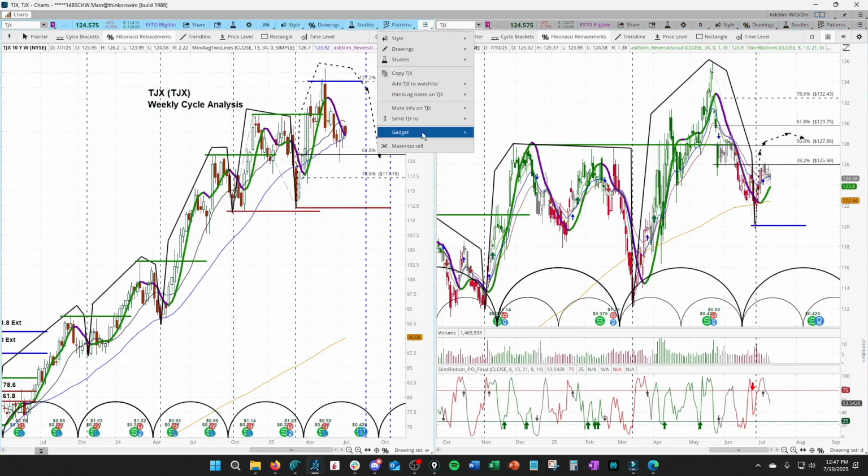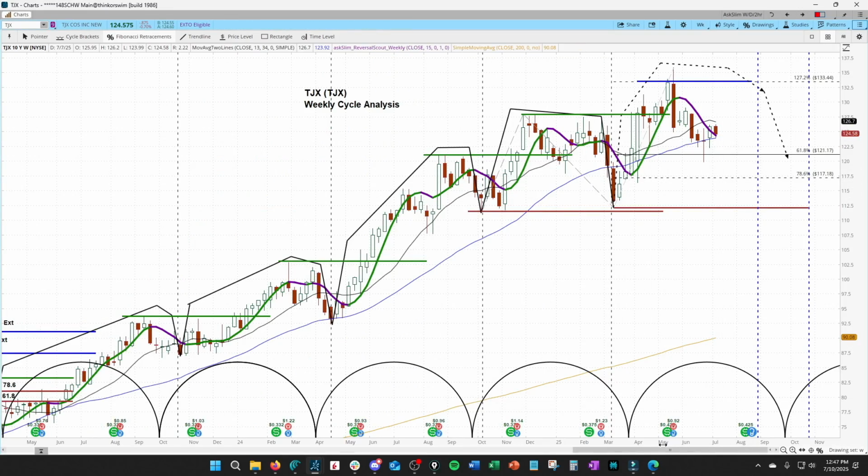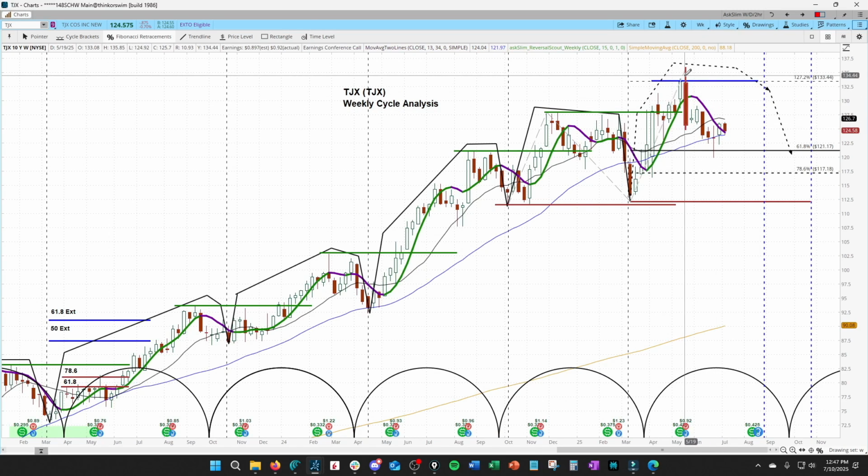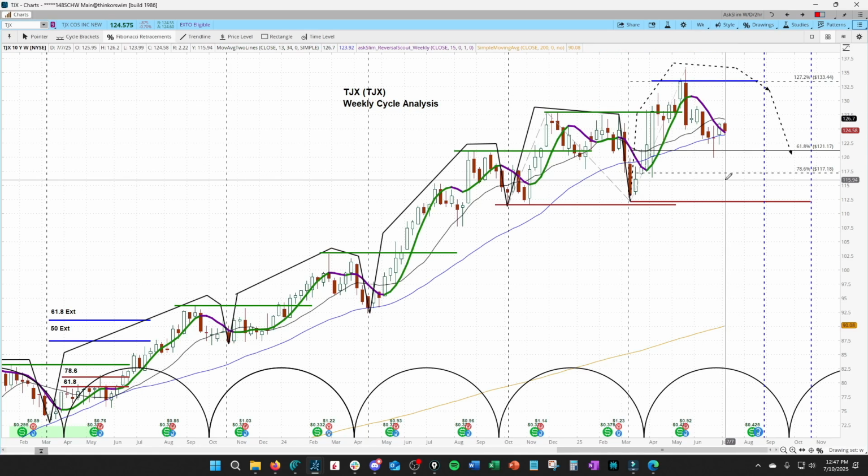TJX I actually have on the radar to the short side. Why am I saying that? Well, we have the RS being down. We have a clear failure, which I think actually happened on earnings. I'll check. And now I'm going to be watching for this to roll down like that one more time. It hasn't yet set up, but it is on radar.